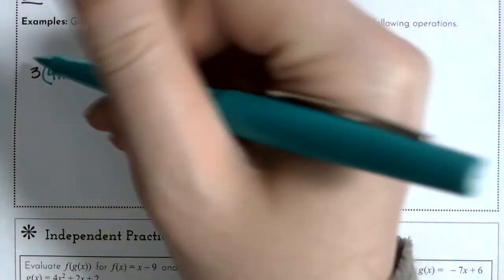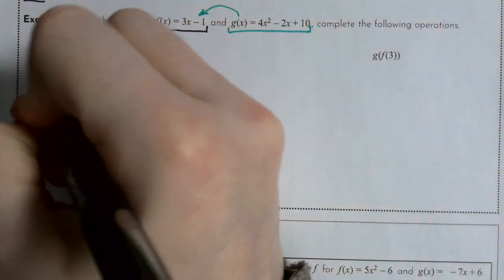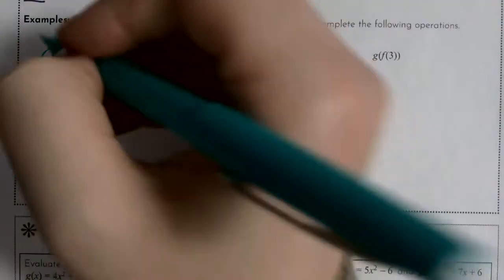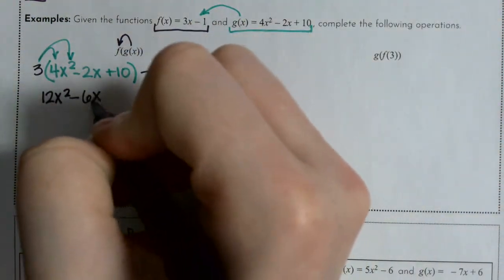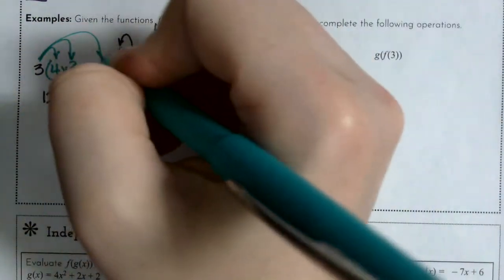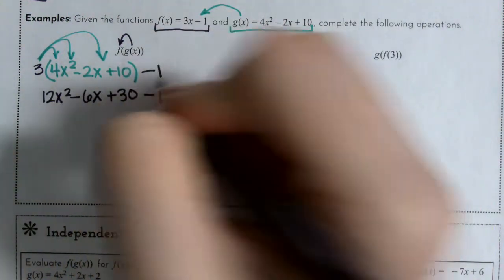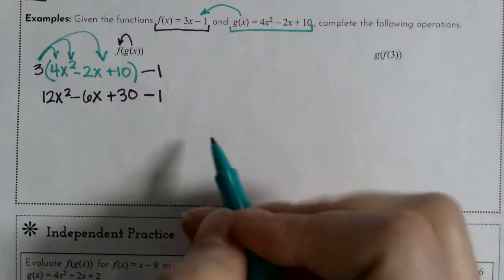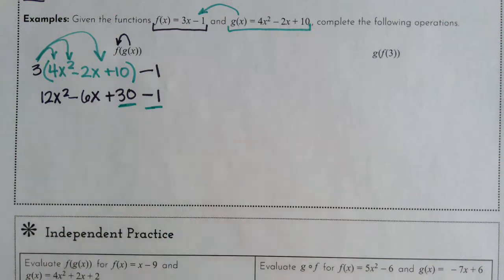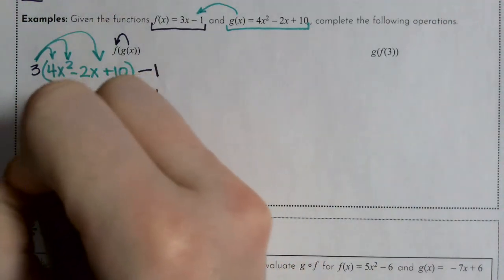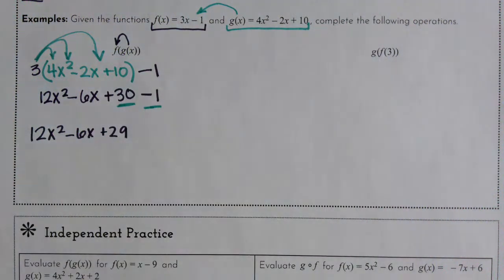So we are going to do our distribution here. We get 12x squared. 3 times negative 2 is minus 6x. And 3 times 10 is plus 30. Then I have a minus 1 at the end. So I'm going to check for any like terms, which I do have, and I want to combine those, make sure this is in order. And here is our answer.